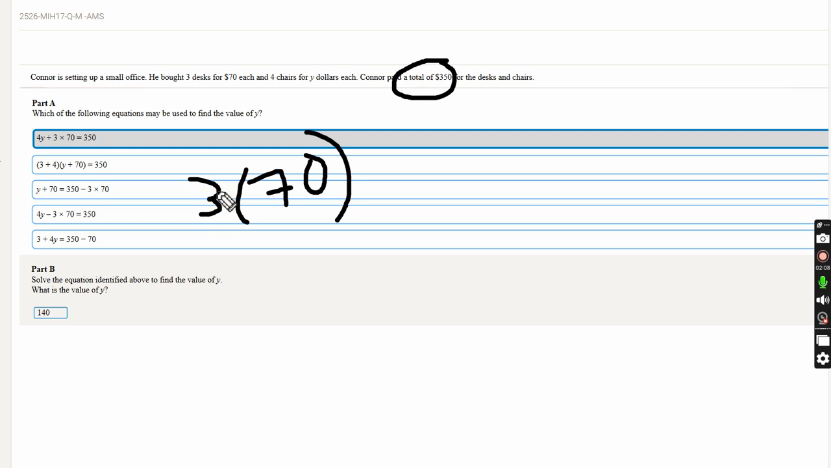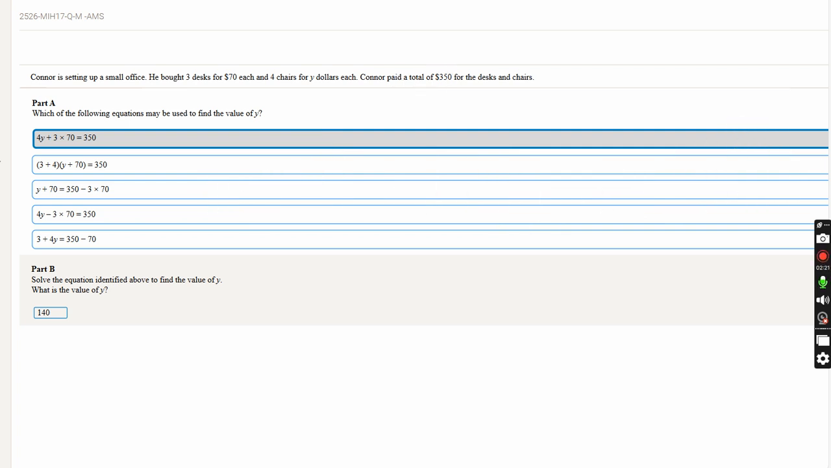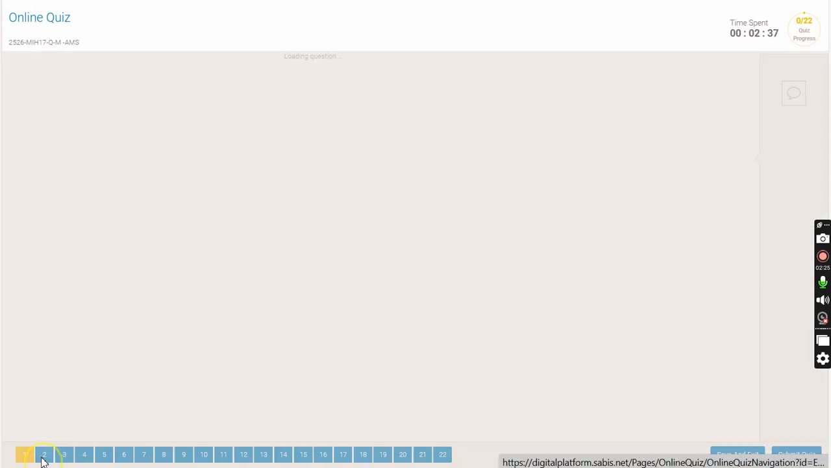So we know that there are 3 desks. That will multiply by 70 plus the 4 chairs multiplied by y. When you add them up, you get 350. There you go. It's this simple. If you understand part by part, but if you just try to jumble it up, you won't understand what they're asking for and you won't be able to write the equation.